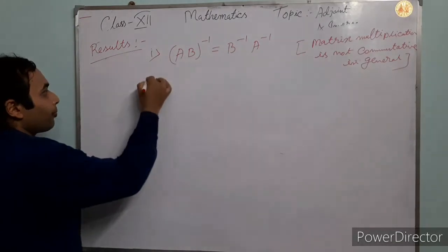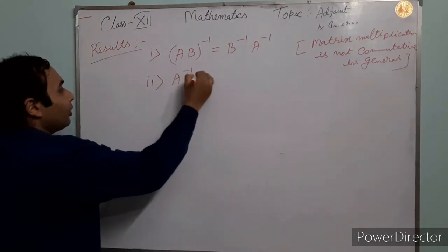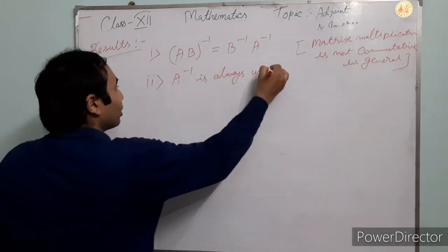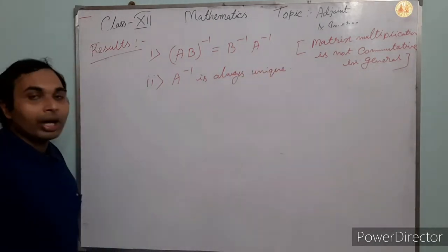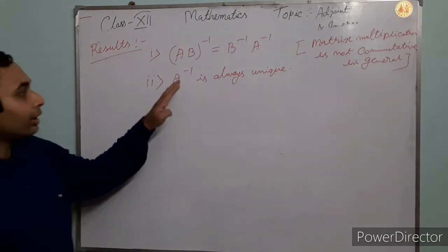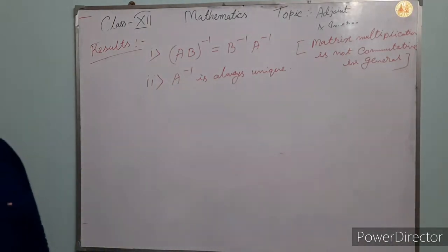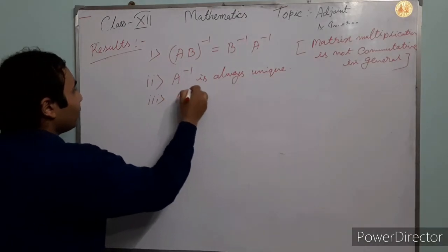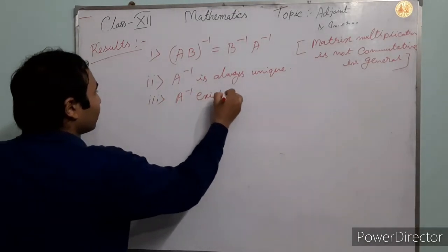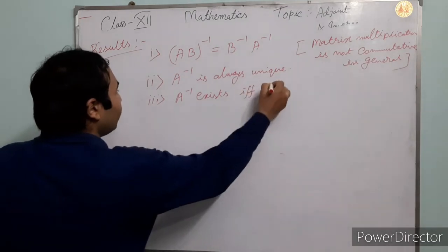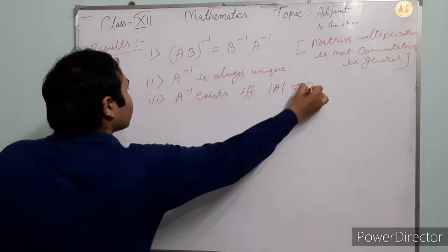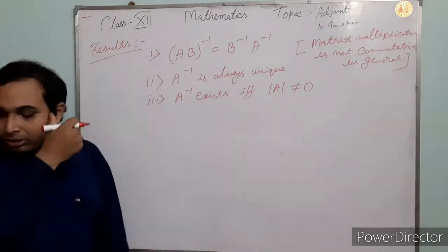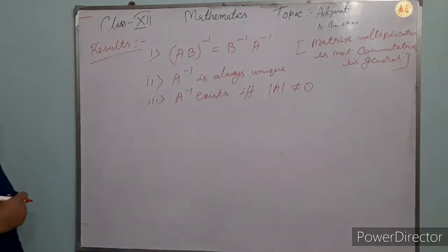Number 2, the inverse is always unique. For a square matrix, A inverse is always unique. Number 3, A inverse exists if and only if det A is not equals to 0. We have discussed this previously, so I am not showing you.